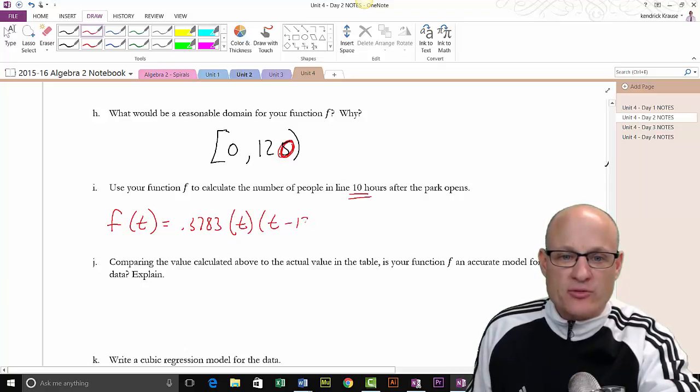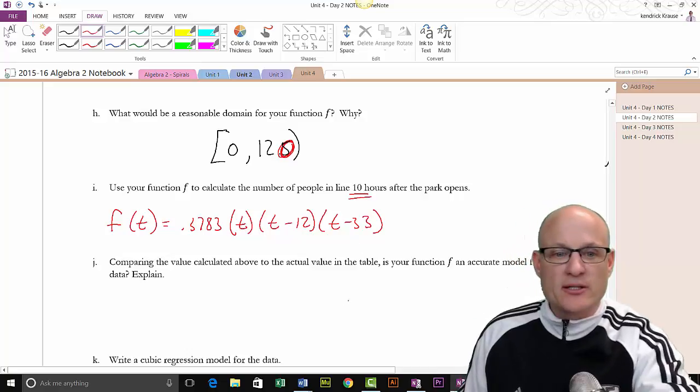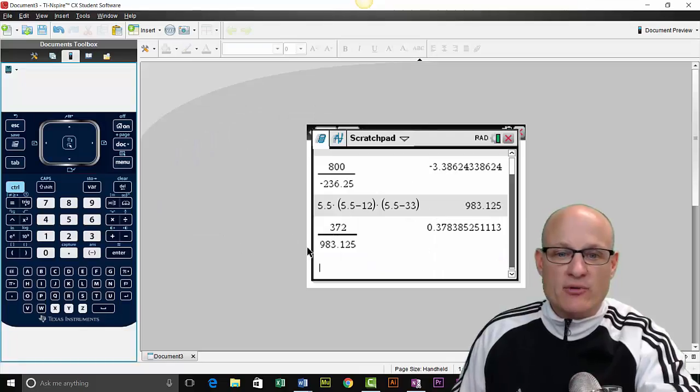0.3783 times t minus 12 times t minus 33. This is my equation. I'm not going to distribute all this stuff out. It's clearly a cubic, and I want to do it for t equals 10. So I'm going to use the same equation. Nope, I'm going to use this number. Enter. But I'm only going to do the numbers I picked. That's as far as I went.